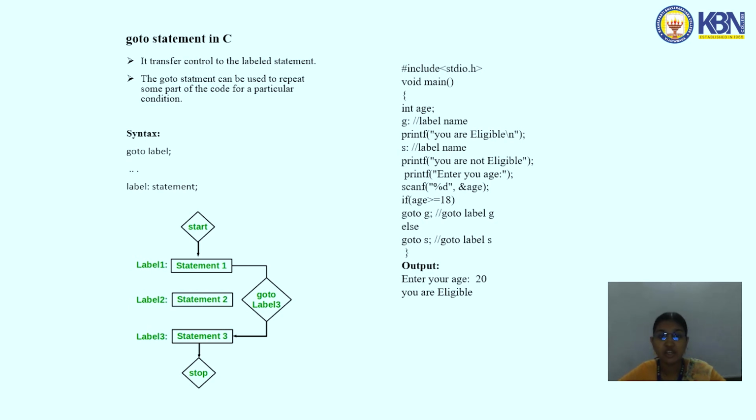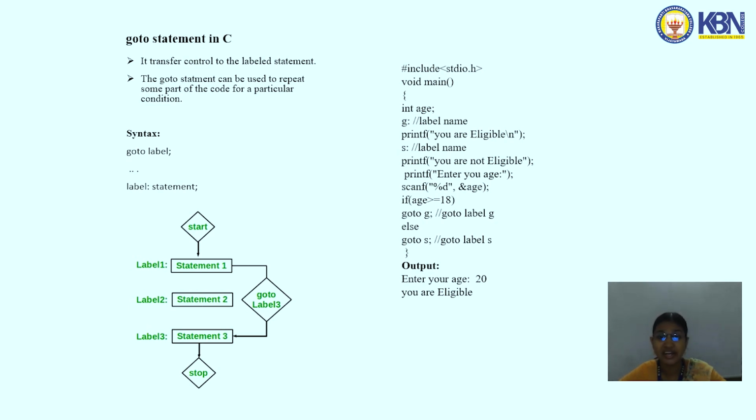I am declaring a variable age. G column, that is a label. Okay. I will call the G, then print you are eligible. I will call the S value, then it will be printed you are not eligible.